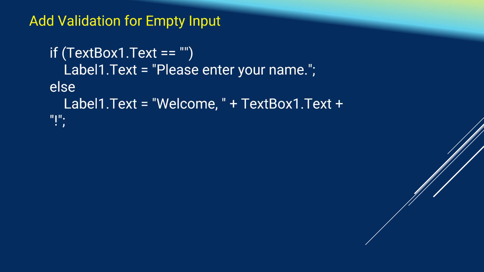To avoid blank input, add a simple validation check. In the Button1_Click event, use an if statement to check if TextBox1.Text is empty. If it is, show a message like "Please enter your name." Otherwise, proceed with the welcome message.